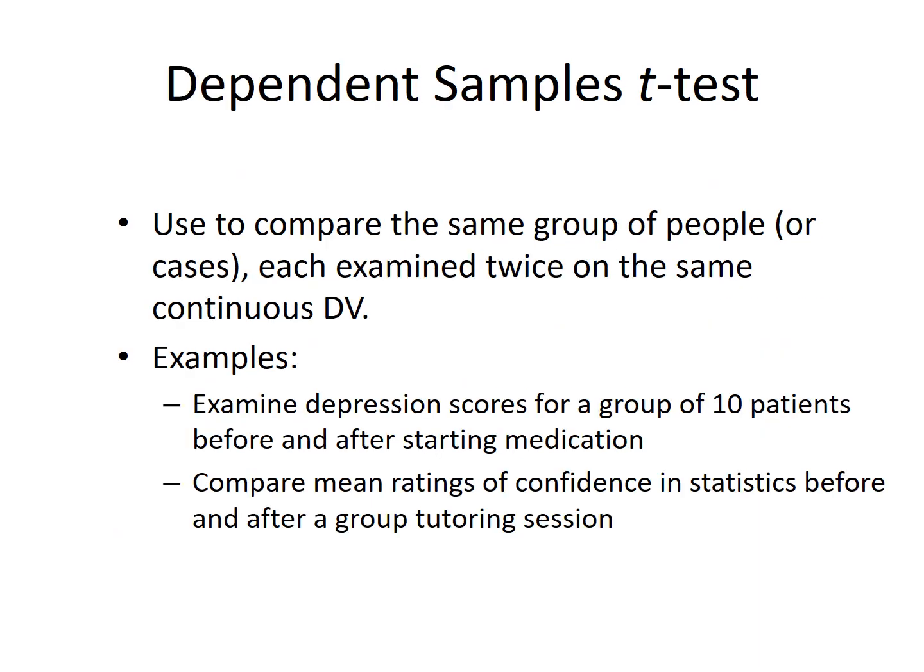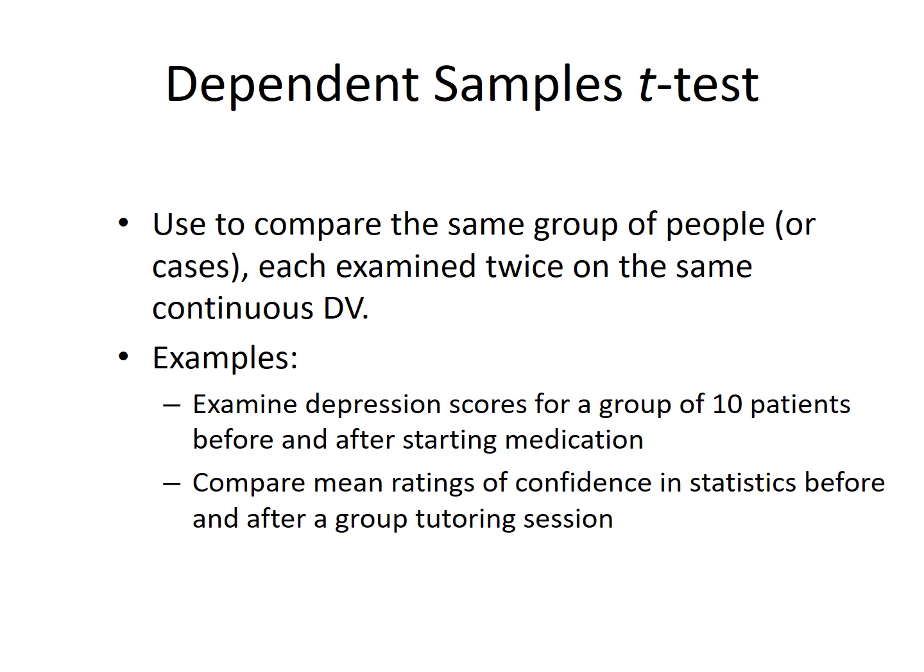Let's start with a review of the dependent samples t-test in a little bit more detail. As noted, the dependent samples t-test is used to compare the same group of people, or the same group of cases, examined twice on the same continuous dependent variable. So for instance, we might look at whether or not depression scores differ before and after starting therapy, but depression scores have to be measured the same way, and they must be measured continuously. That would be using an interval or ratio scale of measurement.